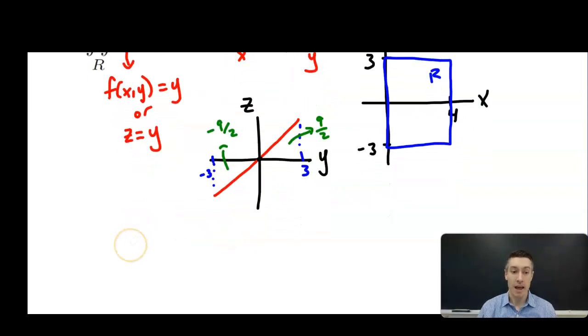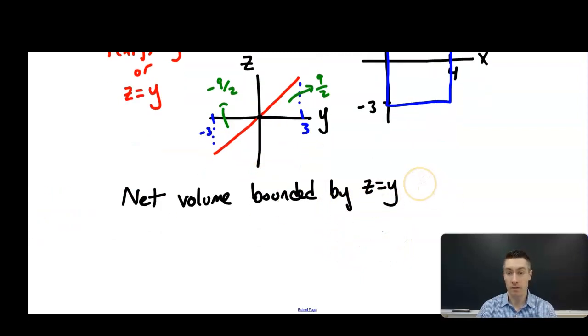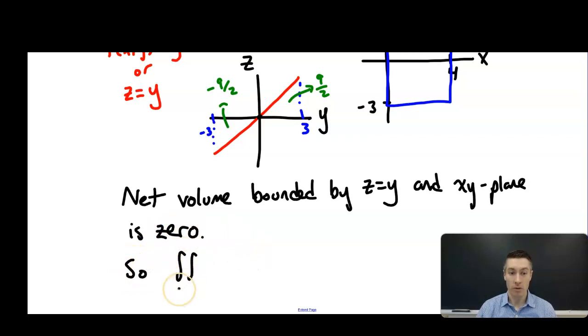So we could say that the net volume bounded by z equals y and the xy plane is 0. So, the double integral over the region R of y dA equals 0.